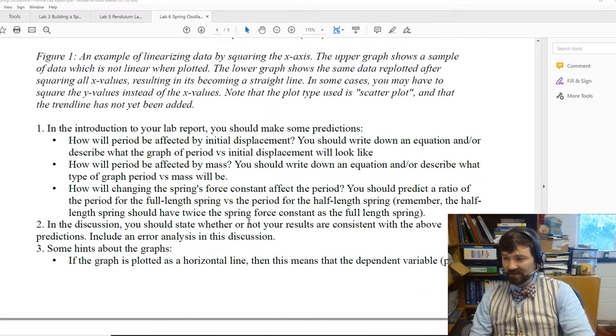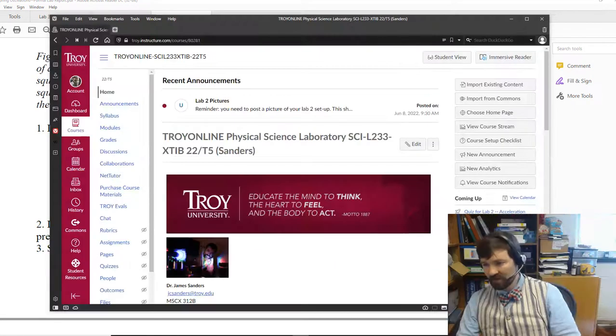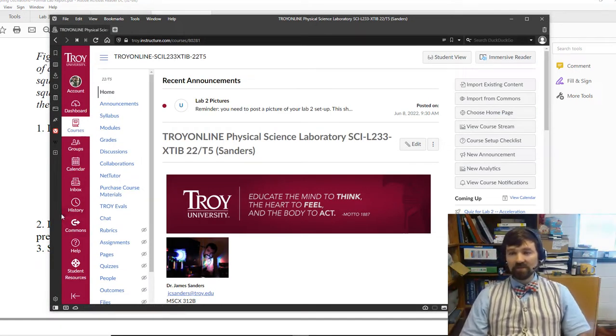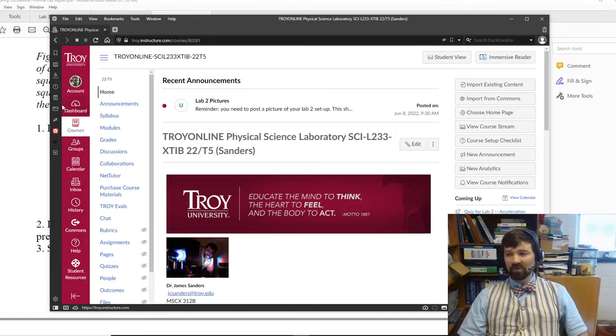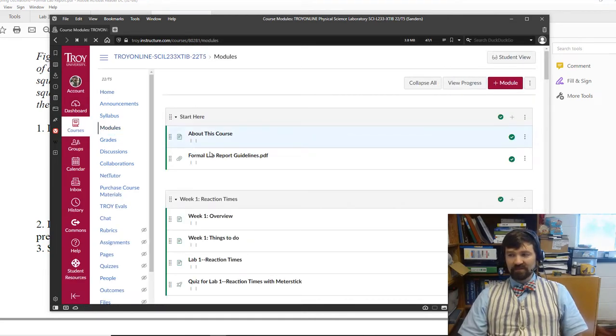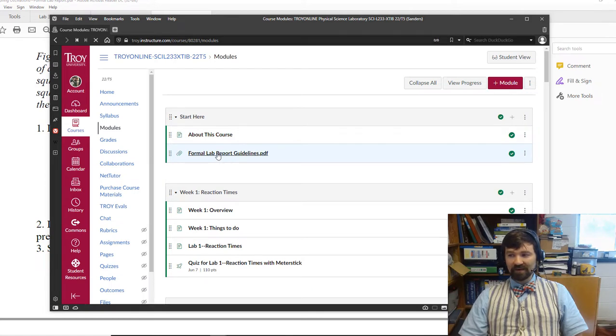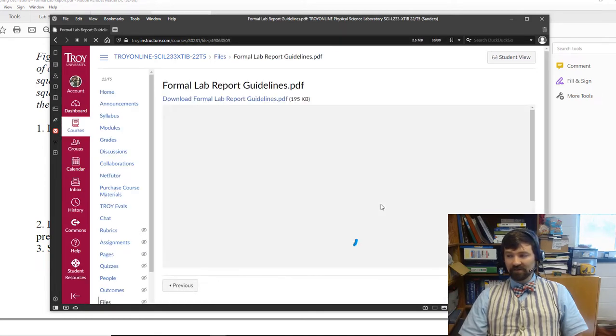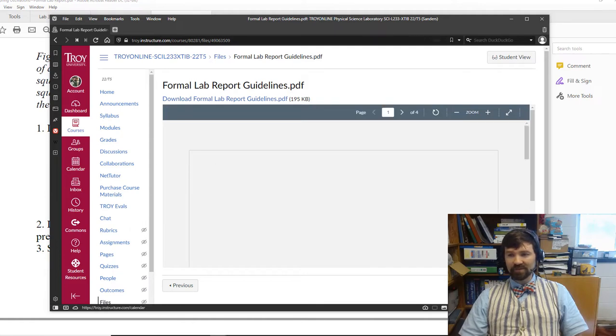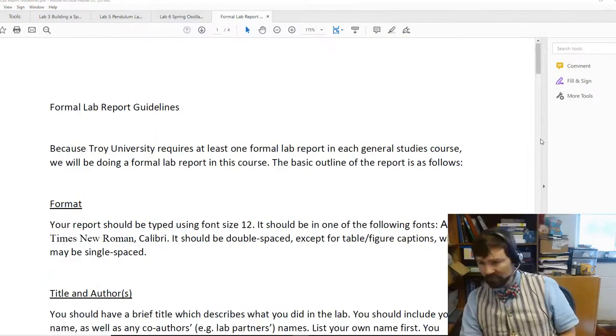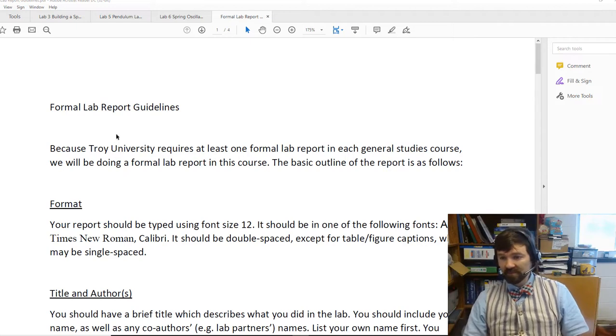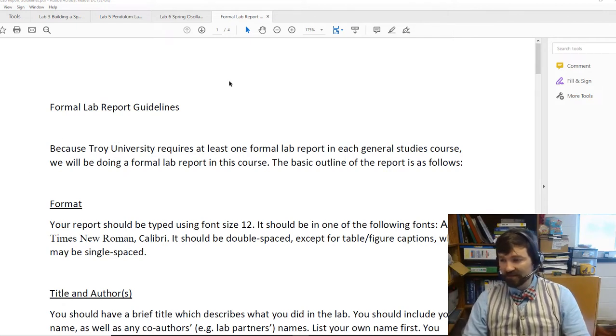This stuff right here is pertinent to the formal lab instruction. Again, remember that if you go into your course online, here's home, we go over to modules, and then you have this formal lab report guidelines PDF. Okay, so open this up and look through it. All right, so the basic guidelines for it, and I've just pulled it up as a standalone PDF.